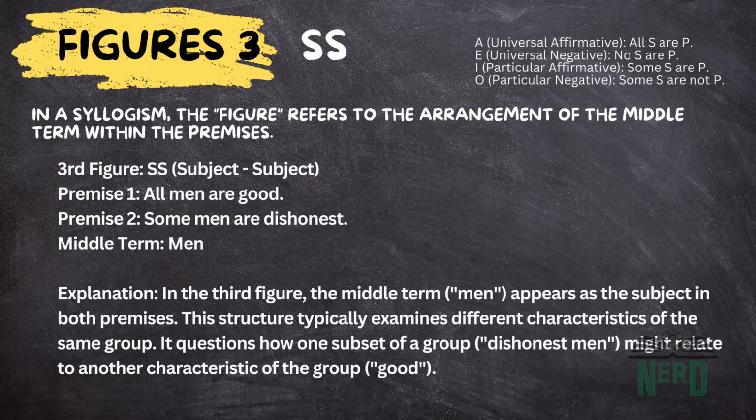In the third figure, SS, subject and subject, premise 1 says, all men are good. Premise 2 says, some men are dishonest. Here middle term is men. Let's have a look at the explanation. In the third figure, the middle term men appears as the subject in both premises. This structure typically examines different characteristics of the same group. It questions how one subset of a group, dishonest men, might relate to another characteristic of the group, good.